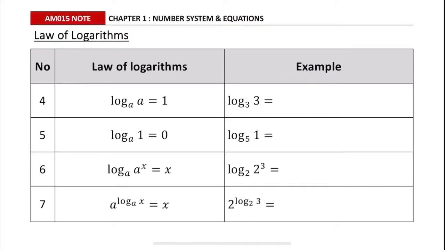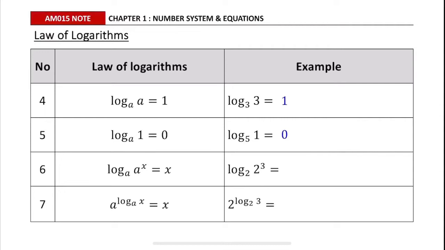Four other important laws are stated here. The fourth law is log base a of a equals 1. This means when the base and the argument are the same, then it is always equal to 1. So for the example, the answer is absolutely 1. The fifth law is log base a of 1 equals 0. This means that log of 1 to any base is always equal to 0. So the answer for the example must be 0.